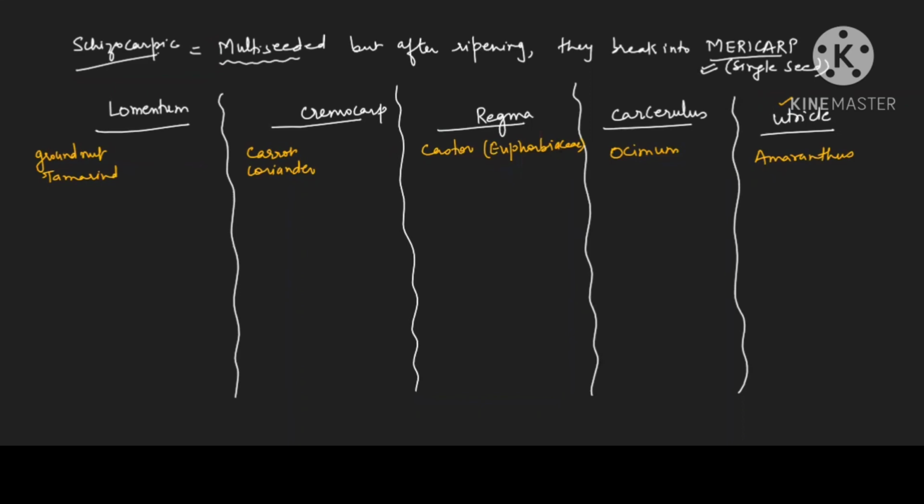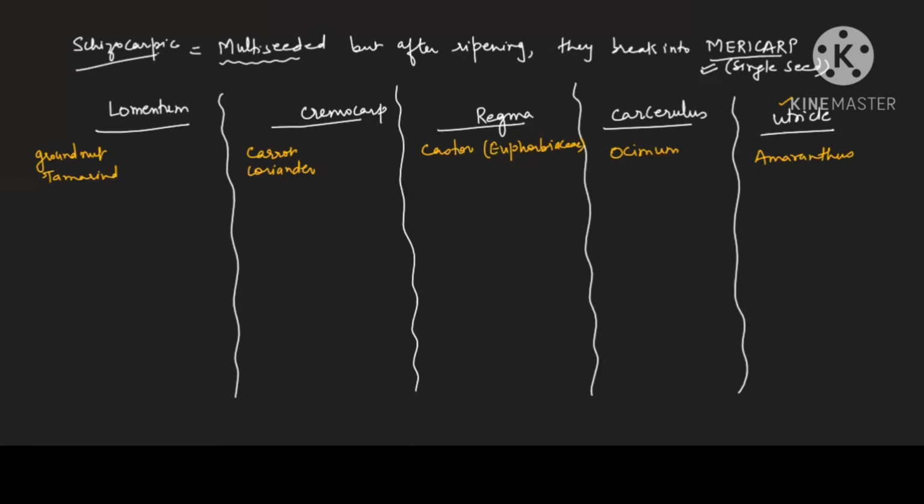Cremocarp examples are carrot and coriander. For regma, the example is castor, which comes in the family Euphorbiaceae. For carcerulus, the example is Ocimum, meaning the tulsi plant. And for utricle, the example is Amaranthus. So you only have to learn the examples, because in competitive exams they will be given as options, so that it can help you solve the question. So till now, simple fruits are covered.